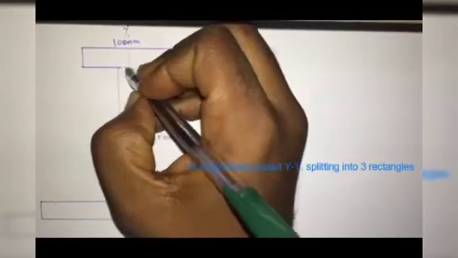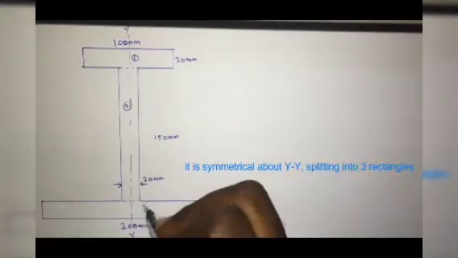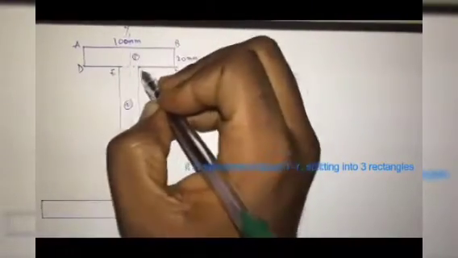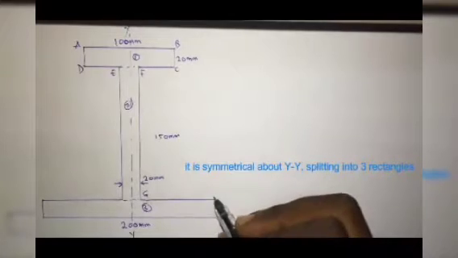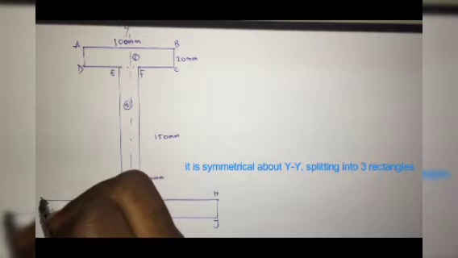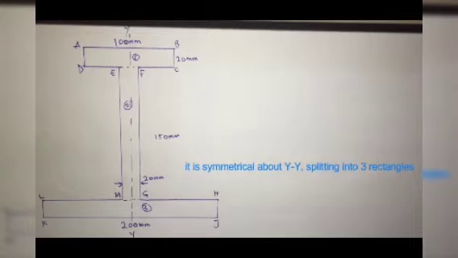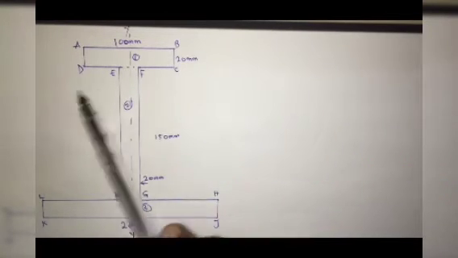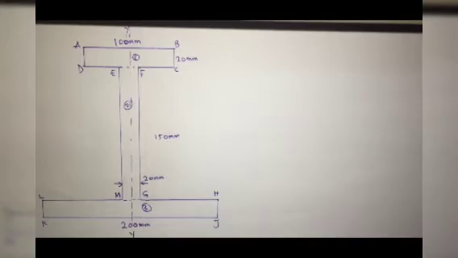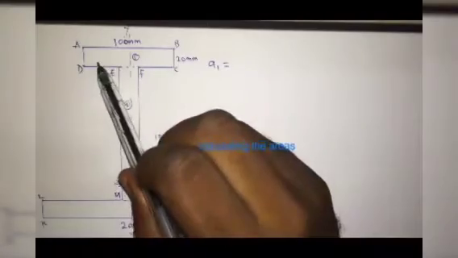The next thing is to divide the section into parts. We divided this into three rectangles: rectangle ABCD, rectangle EFMG, and rectangle NHJK. After dividing the section into parts, you calculate the area of each part.